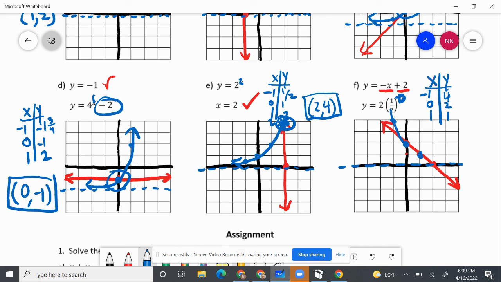So this one's a little bit different than the other ones because we're seeing that it's actually crossing twice. We have it crossing at 0, 2, and we have it crossing at 1 and 1.